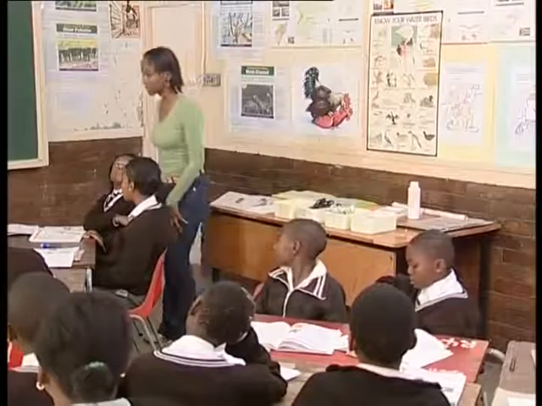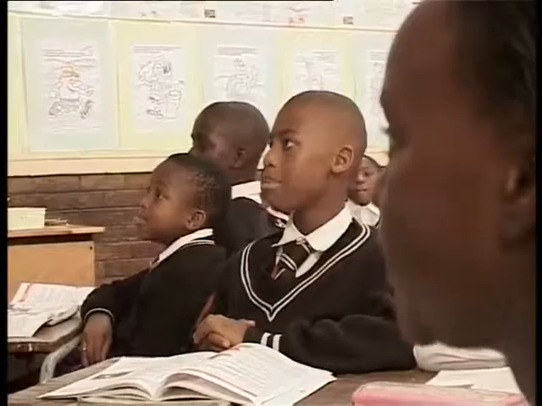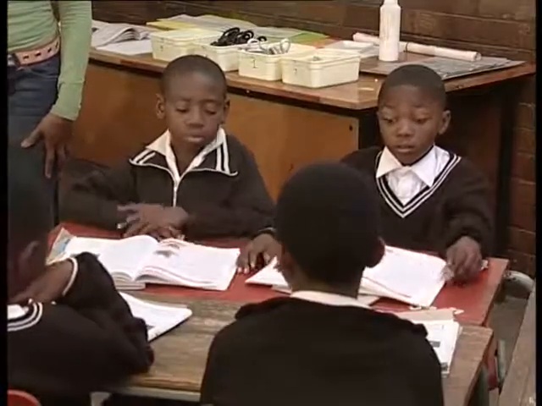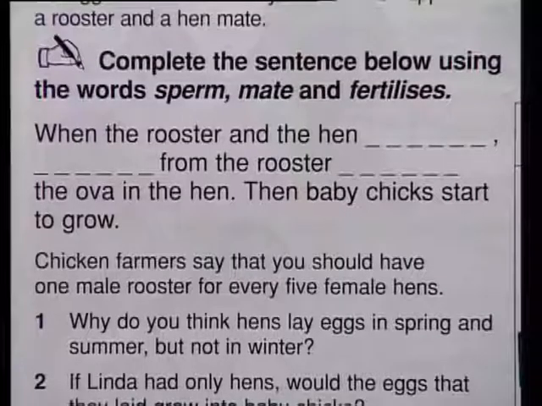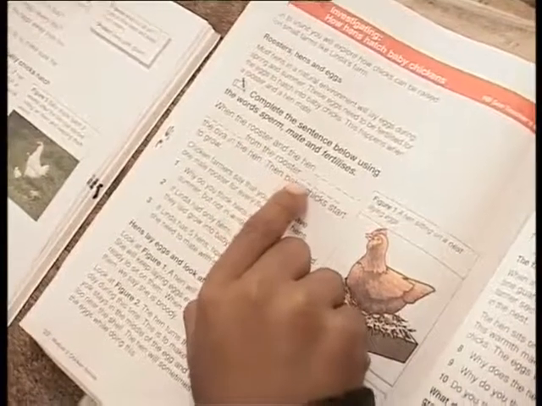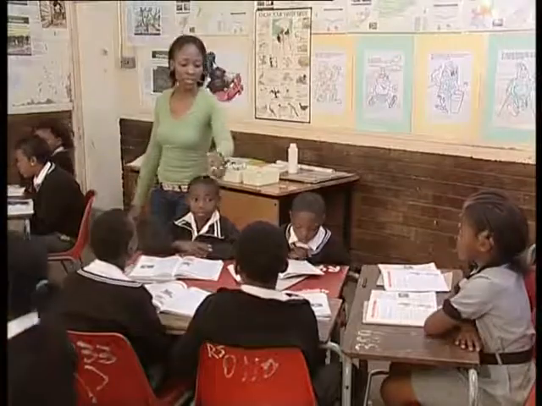We've done that in science, didn't we? Yes, ma'am. Good. Now I want us to look at our exercise books. Do you see that sentence there? We are going to complete that sentence using those words. We have sperm, we have mate, and we have fertilize. The rooster. Anele, you're going to read the sentence out for us. When the rooster and the hen mate, sperm from the rooster fertilize the ova in the hen.